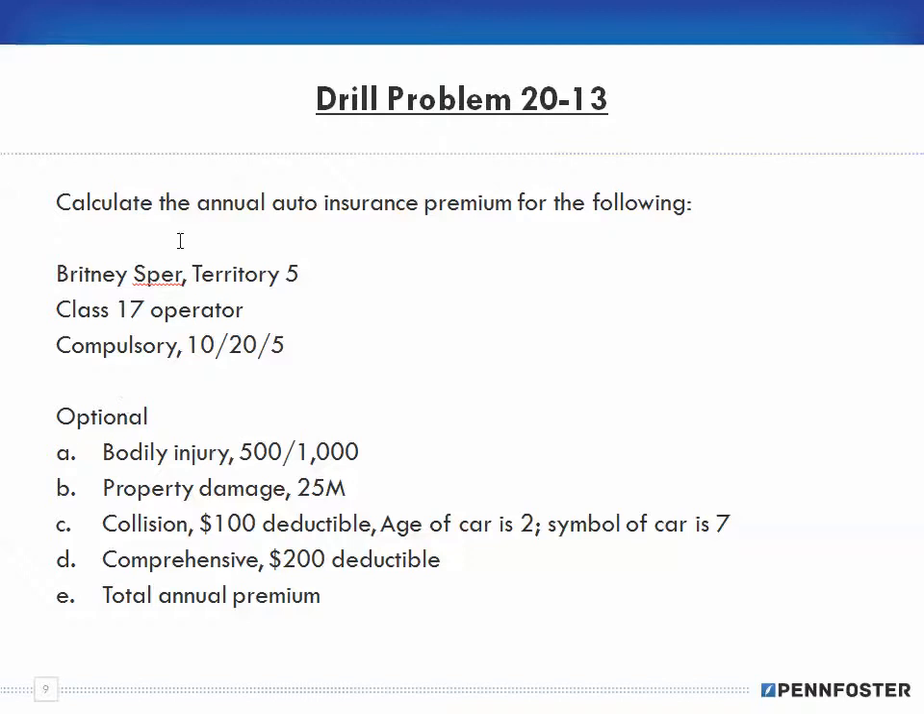It says here, calculate the annual auto insurance premium for the following. Brittany Spear is in Territory 5, a Class 17 operator, compulsory 10/25. Remember that's your liability. Then we're going to have optional bodily injury, property damage, collision, comprehensive, and we want to know what our total annual premium is going to be. Let's work through this.